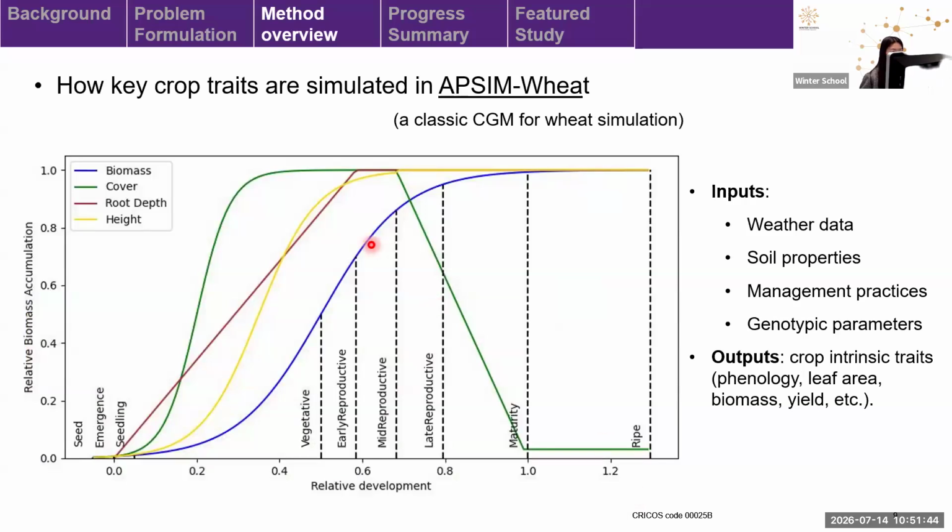This figure demonstrates how the key crop traits are simulated in the upstream wheat model. If we put these 4 types of parameters into the model, we can get some crop intrinsic traits like the phenology, leaf area, biomass, and the yield. For example, this green one is the canopy cover. It will gradually increase as the crop grows over time, then reach the peak value, and then decrease over time.